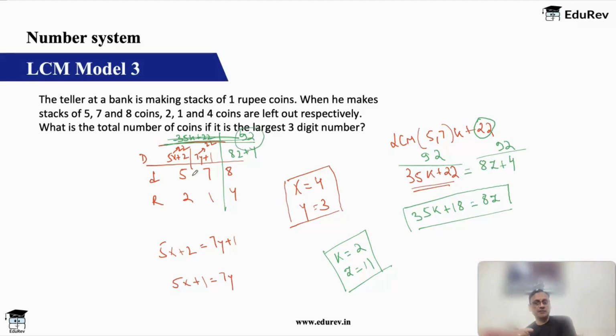92 divided by 5 gives you a remainder of 2, yes. 92 divided by 7 gives you 1, yes. 92 divided by 8 gives you 4, yes. So the smallest possible number is 92.